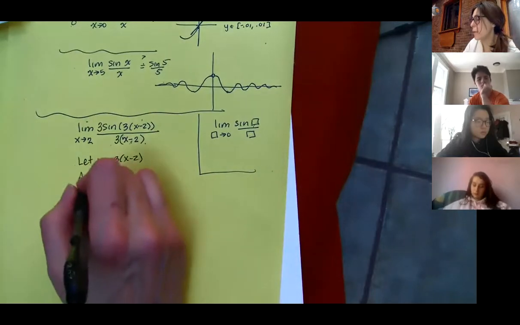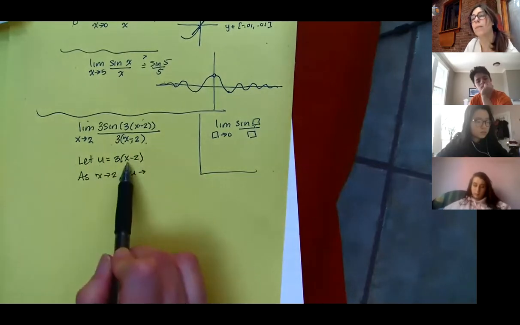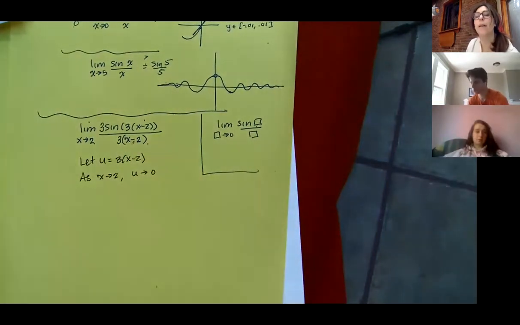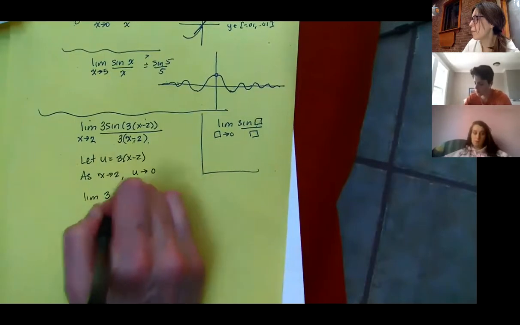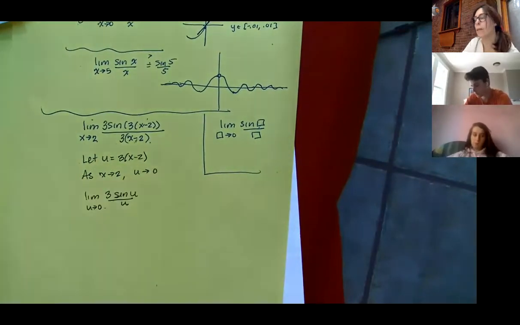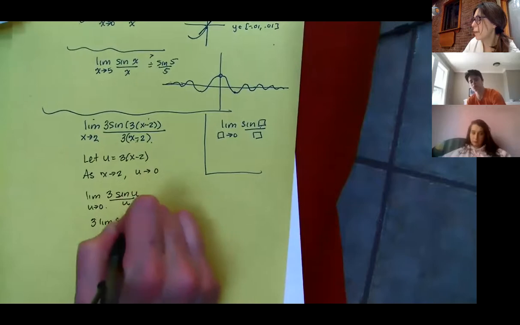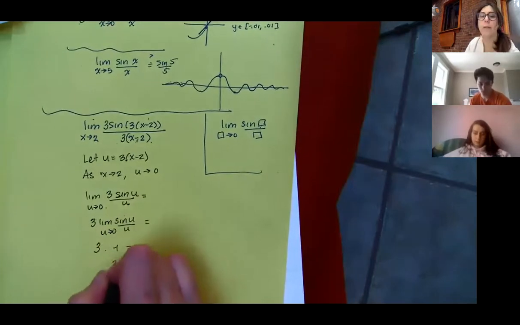And you're going to say, as x approaches 2, what is U approaching? Scream it out, you guys. Rocco? 0. 0, right? Okay. So that's really what you want. So then you can say, this is the limit of 3 sine U all over U as U approaches 0. Okay? And then you can say pass the 3 through the limit. And this limit we've shown to equal 1. So it's 3 times 1. And so the answer is equal to 3.